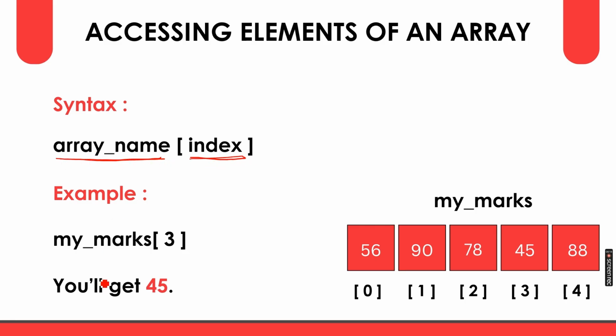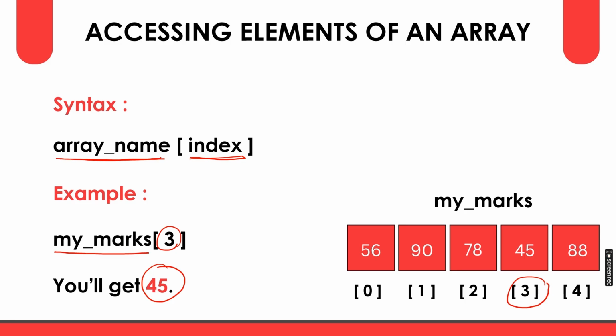So in this example you can see I want to access the third value from the my marks array. Now third value means the value stored at index number 3. So here you can see at index number 3 you have 44. So you will get 44 as your answer. So this is how you access elements from your array.